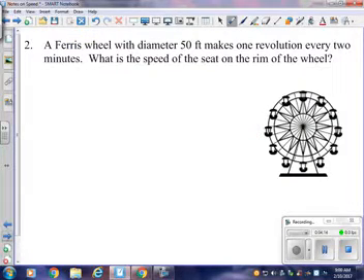So here we have a Ferris wheel. Its diameter is 50 feet. Now the moment you see the word diameter in a problem, the very next thing you should do is write down the radius and how much it is, so that you don't accidentally come over here and think, oh, that's 50. No, it's 25 feet. Then it says 1 revolution every 2 minutes.